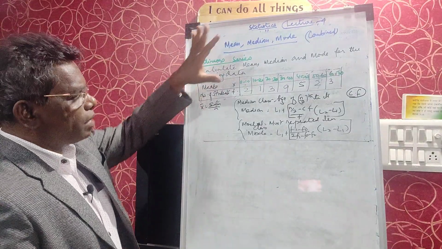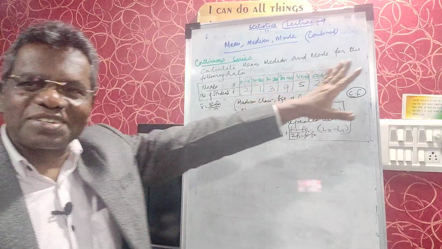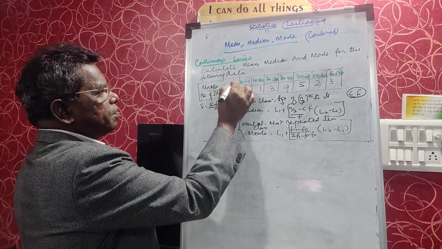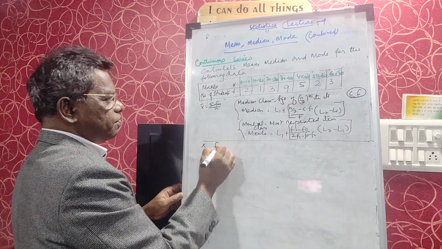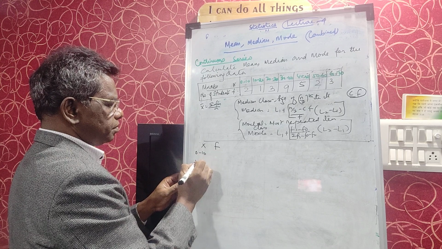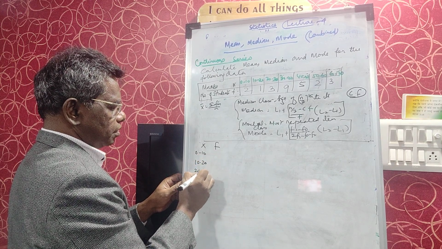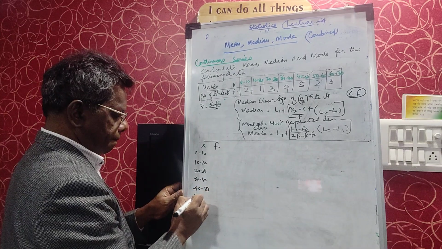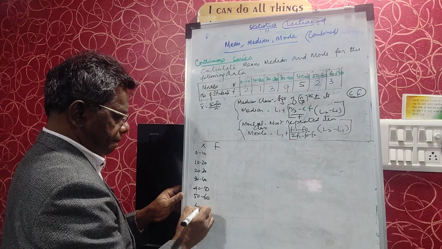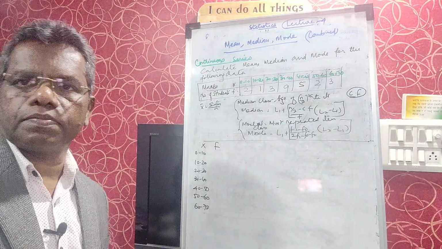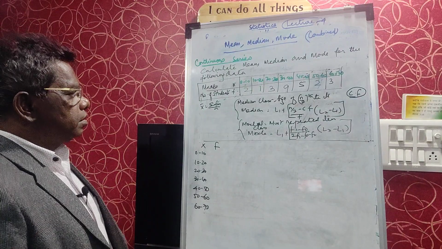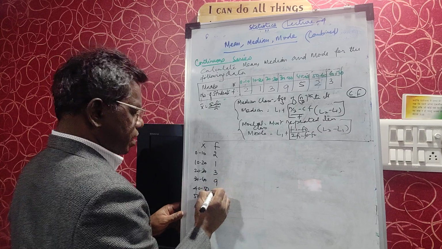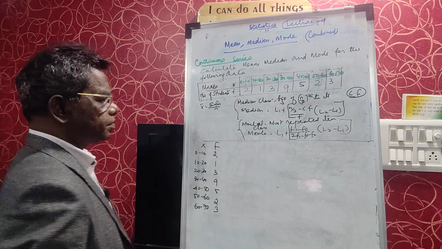Let us do one. The data is given, and you have to work it out. So I keep x and f: x is 0 to 10, and so on, and f is 2, 1, 3, 9, 5, 2, 3.